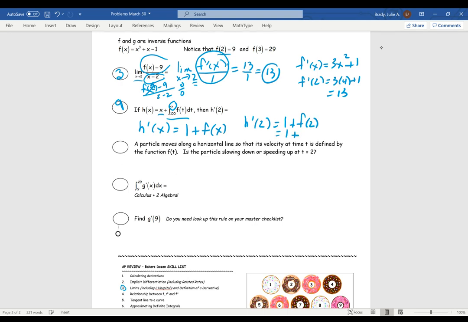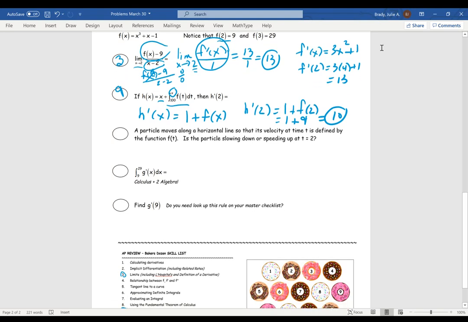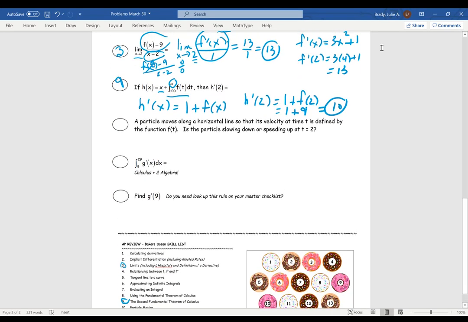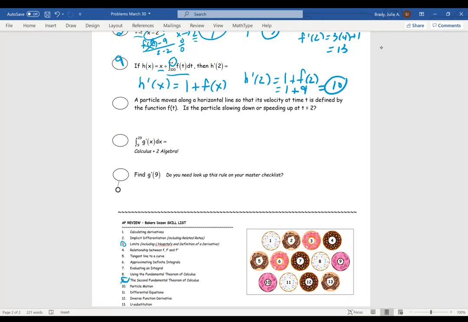But 1 plus f of 2 is 9, and so it answers 10. Okay. Oh, now we got a particle motion. That's topic 10.